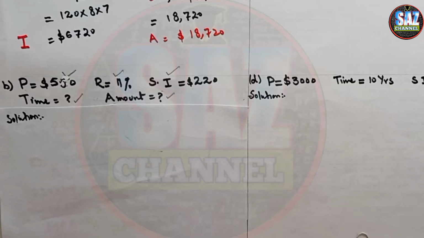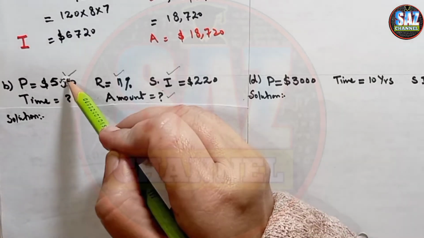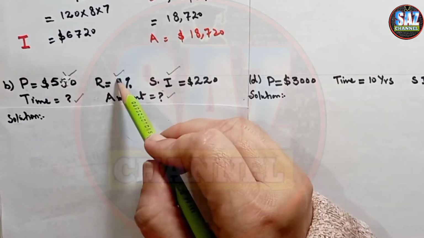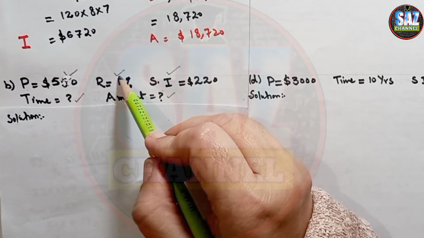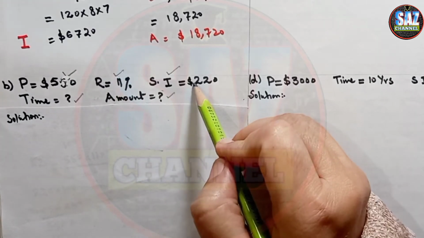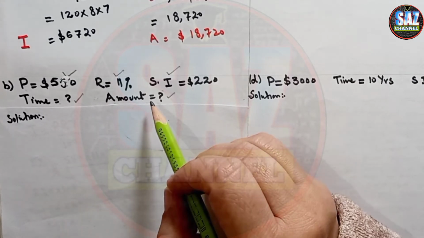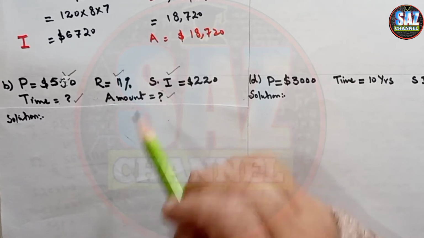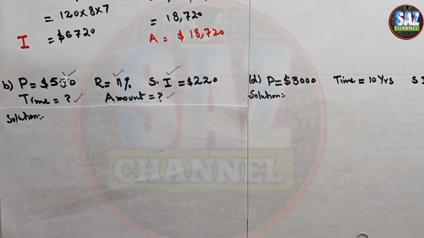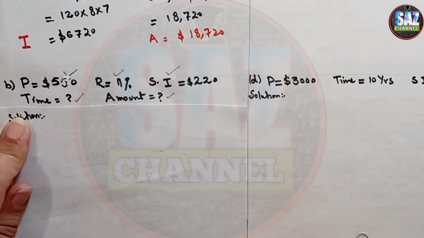Coming to the B part of the question, the principal amount is 500, the interest rate is 11%, and the simple interest is 220. Time is not given in the question and amount is not given in the question. So let's first go for the calculation of the time.